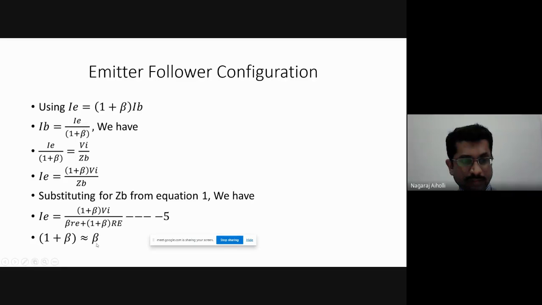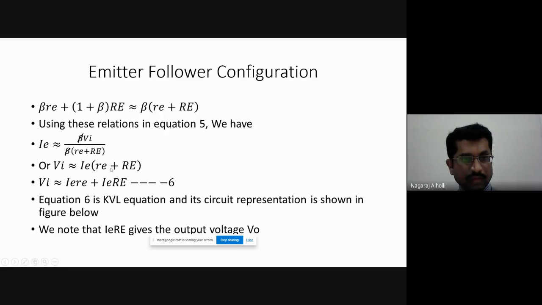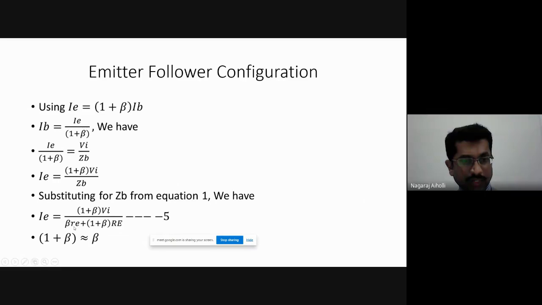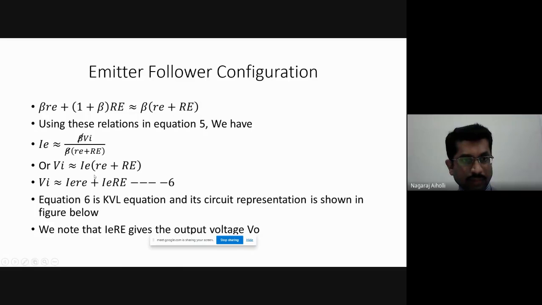Now we know that 1 plus beta is approximately equal to beta, because beta is larger than 1. Therefore, this IE equation will be beta VI divided by beta small RE plus beta capital RE. So beta small RE plus 1 plus beta capital RE will become, beta is common, small RE plus capital RE. So if we use these relations in equation 5, we have IE is equal to beta VI divided by beta common into small RE plus capital RE. Beta and beta cancel. We get VI is equal to IE into small RE plus capital RE.